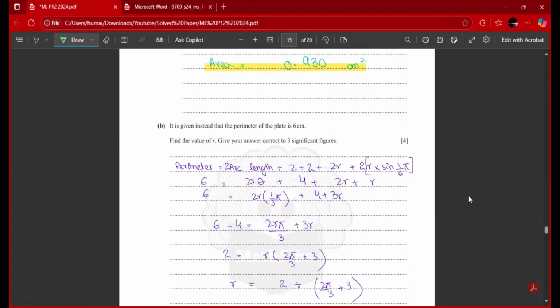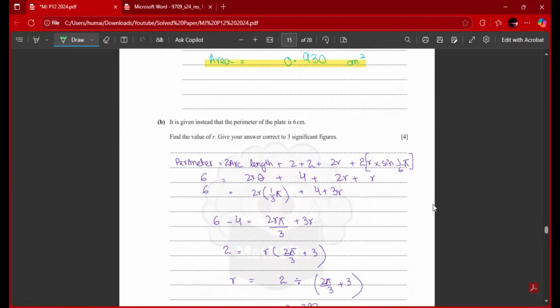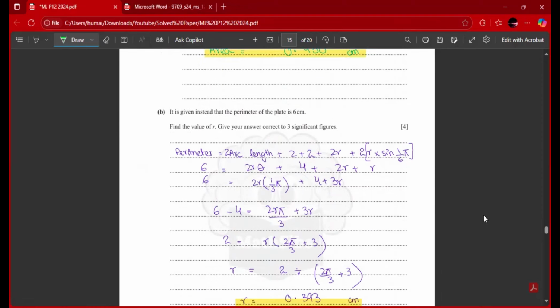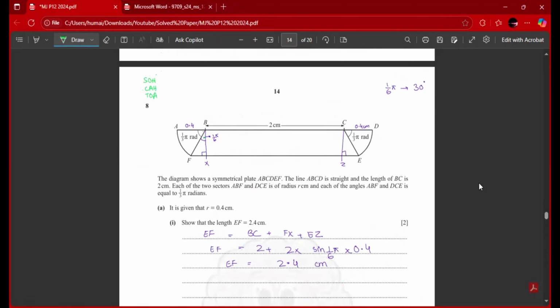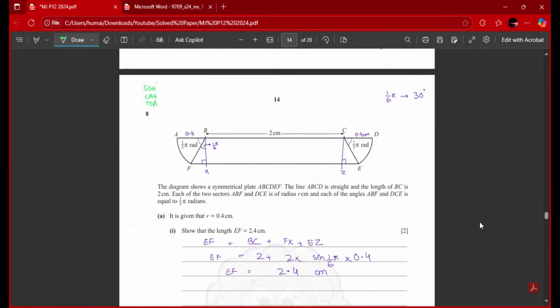It could be considered significant. Okay, so it is given that the perimeter of the plate is this, and now we have to find the radius. How many marks? 4 marks. Okay, so now again we need to understand how we are finding the perimeter. So if I'm a human, let's draw a human at point A.